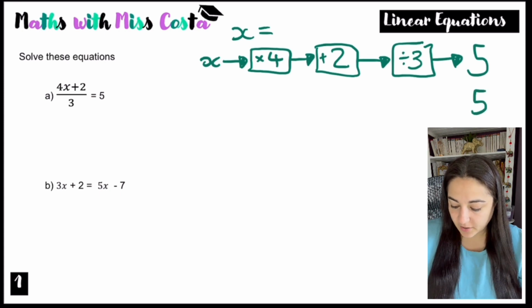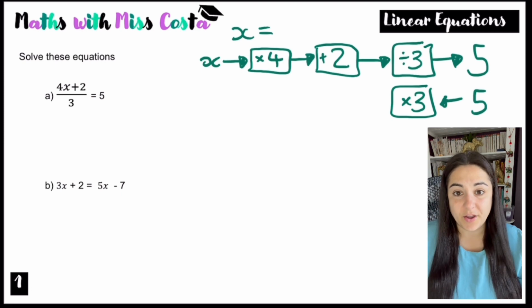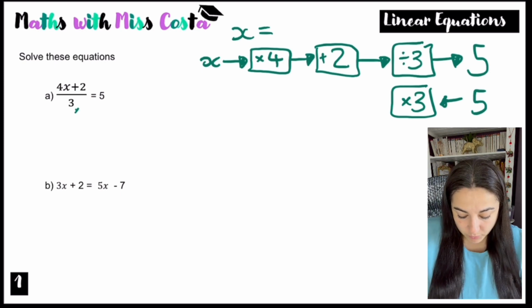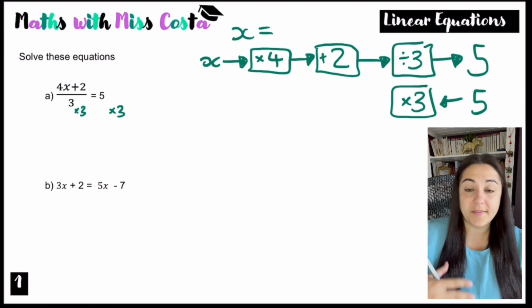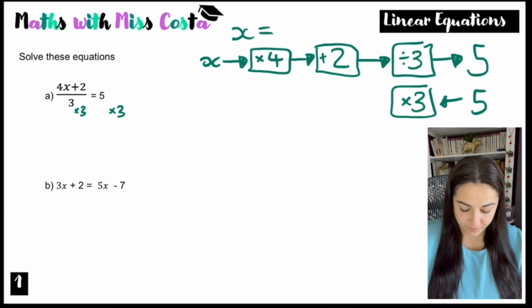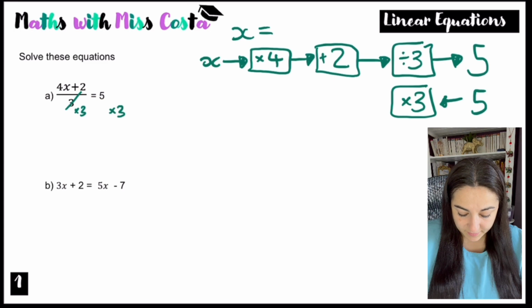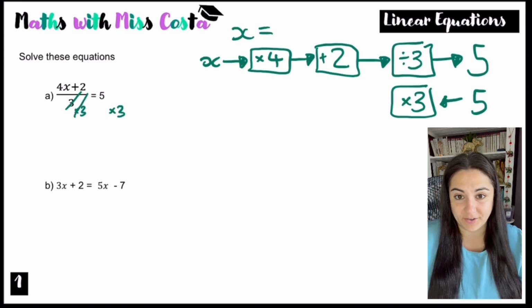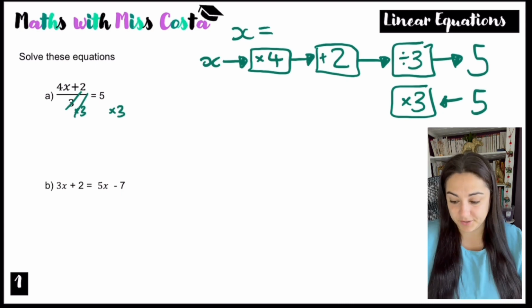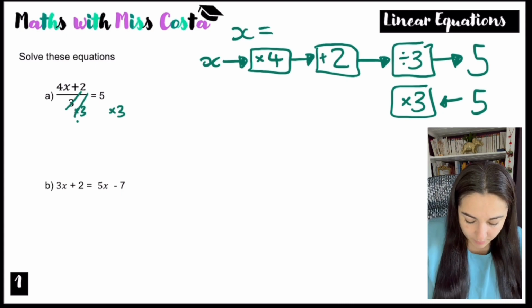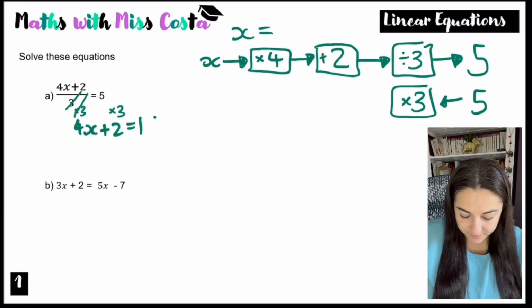So the first thing I'm going to do is multiply both sides of the equation by 3. Now the reason I'm multiplying both sides of the equation by 3 is because if something is divided by 3, and then I times it by 3, it cancels itself out. So I'm always doing the reverse so that it cancels out on one side of the equation. And to keep them balanced, whatever I do to one side of the equation, I have to do to the other. So I'm left with 4x plus 2 equals 15.